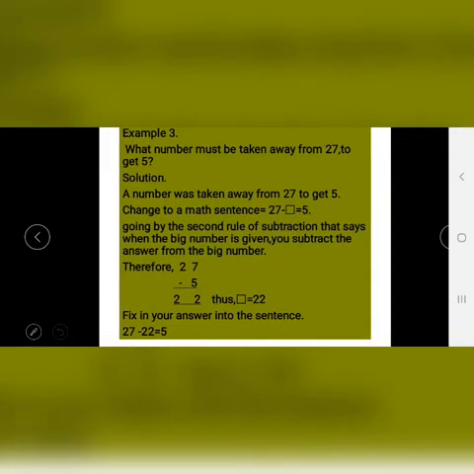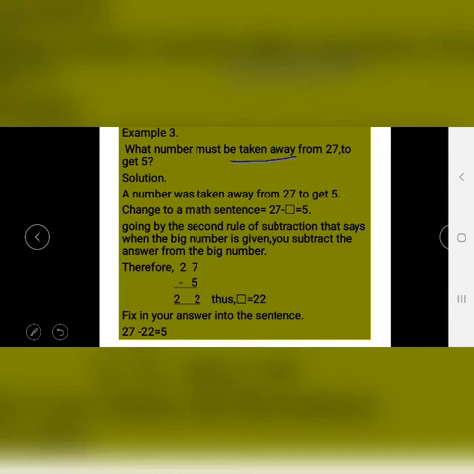Okay, so we have example 3. What number must be taken away from 27 to get 5? When you hear the word take away, we're talking about what? Subtraction. We have a lot of words related to subtraction, addition, and then multiplication. But here we have take away. Take away is related to subtraction. So have that at the back of your mind.